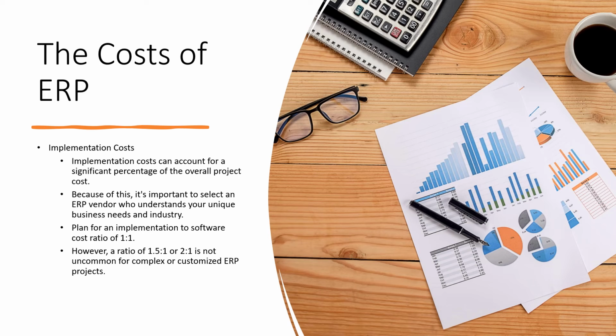At minimum, you want to plan for an implementation cost ratio of 1 to 1, but it could easily be higher than that. So that means that your implementation cost is exactly half of the entire project, if not more.